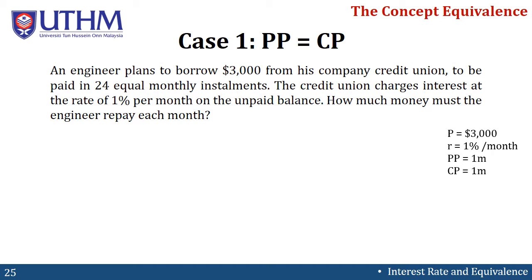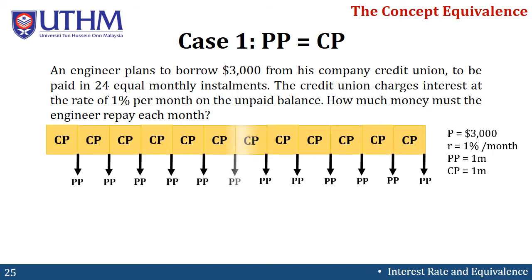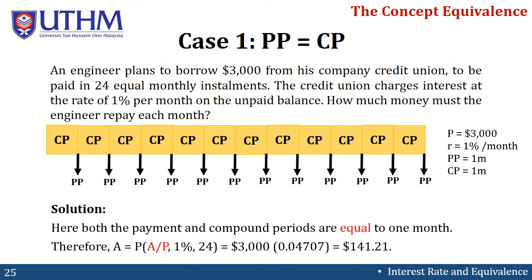So we draw the diagram visually. It's like this. We have 12 compounding periods in a year and 12 payment periods in a year. This means the payment period and compounding period are the same. So how do we solve this case? We use this equation, A equals P times A/P. This value we can get from the table, which I will show in the next class, with 1% for 24 months. So we get the value of this.